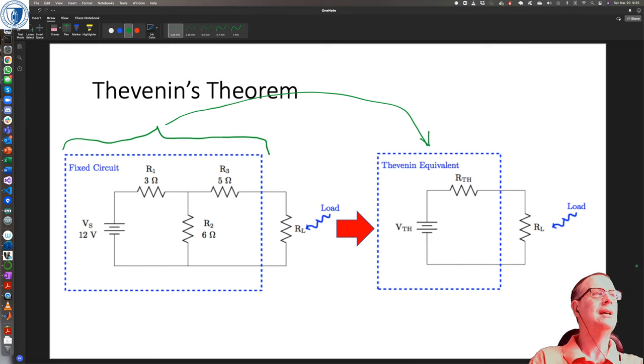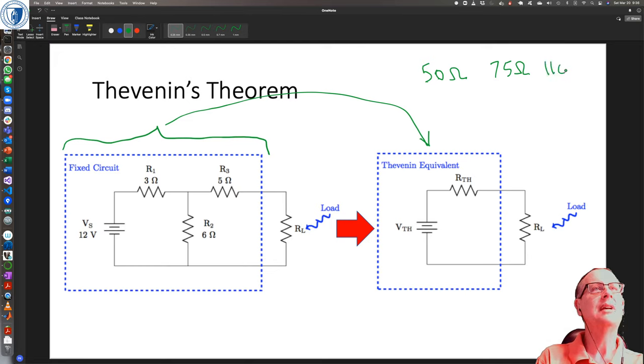I don't know if you've ever looked at the cable boxes, but most of them have what's called a BNC connector, right? That is used for coaxial cable. And I don't know if you've ever looked at coaxial cable, but oftentimes coaxial cable is labeled with an impedance, and the numbers it's usually labeled with are 50 ohms or 75 ohms or sometimes 110 ohms.